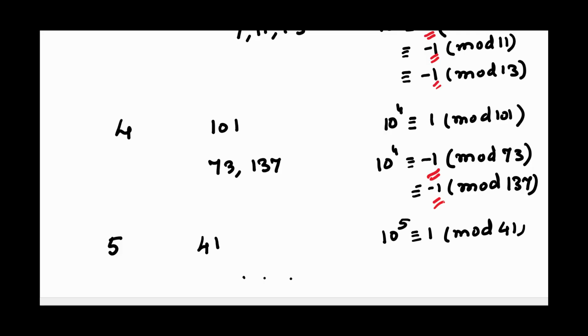In case of divisibility by 41, we see 10 to the power 5 is congruent to 1 mod of 41, so we will take 5-digit blocks. Now, as the block size becomes bigger, the tests are not that easy. So, I've just stopped here.